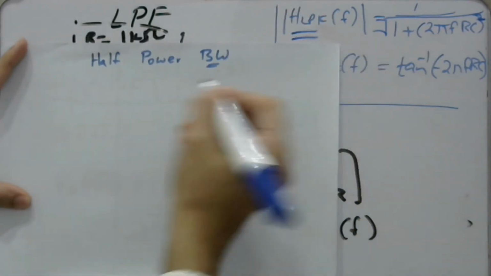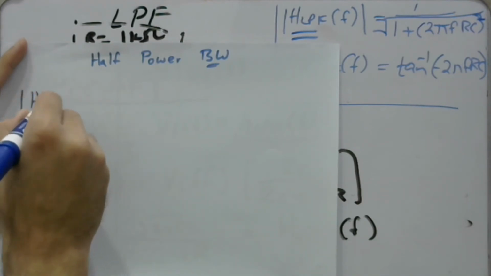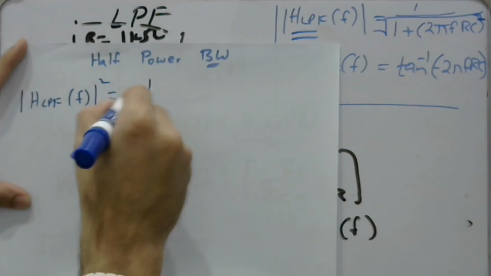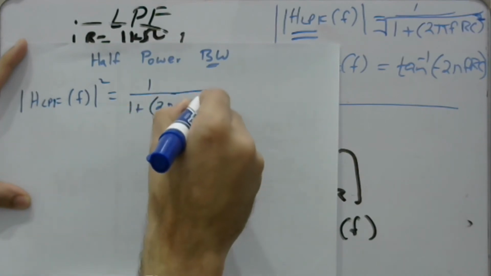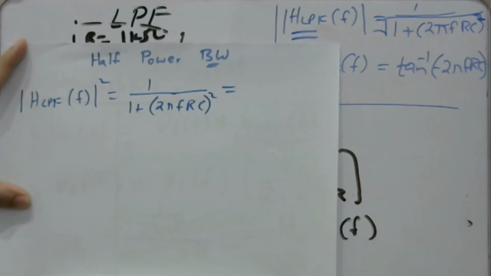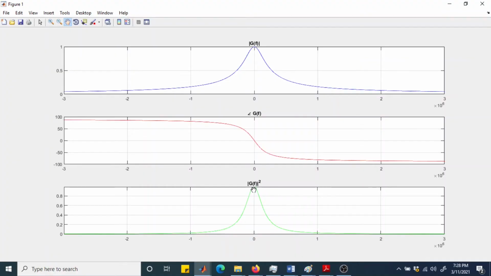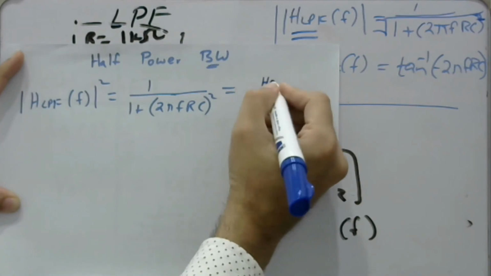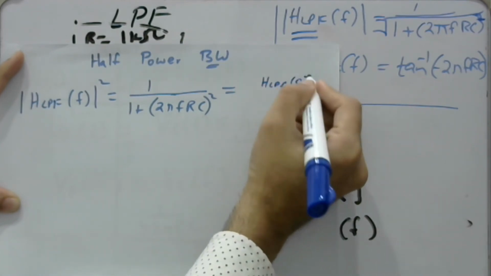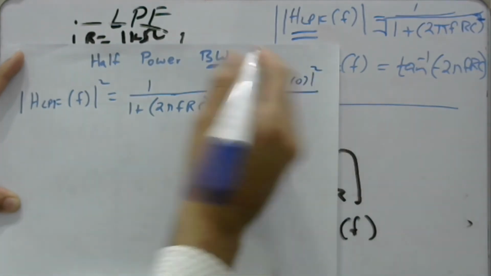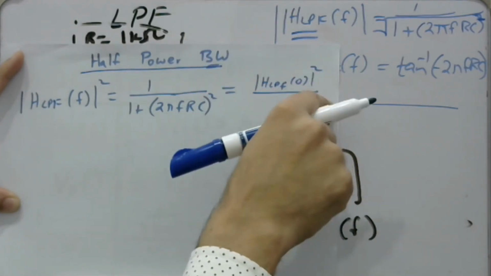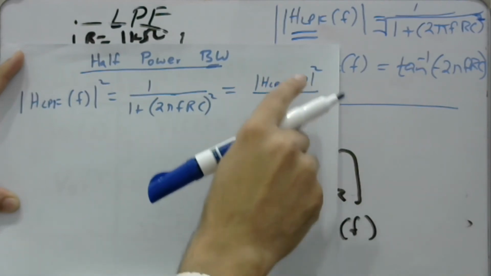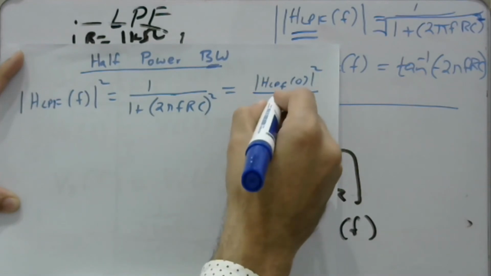So from this expression we have 1 over 1 plus 2 pi f RC whole square, and the maximum power of the low pass filter is over here, that is 1, right, when the frequency is 0. So we have the low pass filter at 0 whole square divided by half power. Half power would mean that wherever we have the maximum, we divide that by 2. So presently in the low pass filter, the maximum is at DC value at 0 frequency. So we divide this by 2.